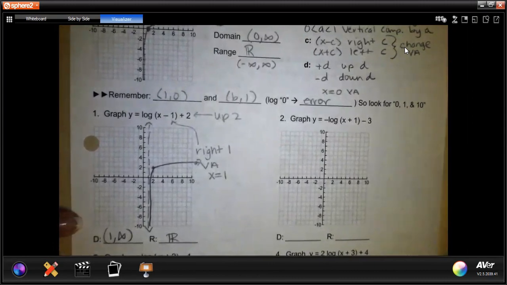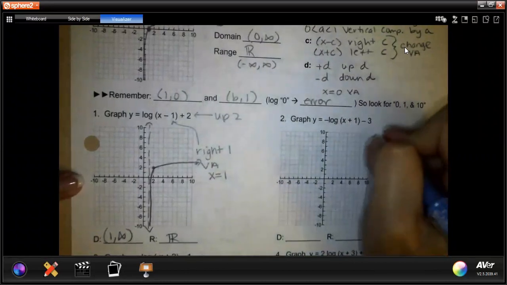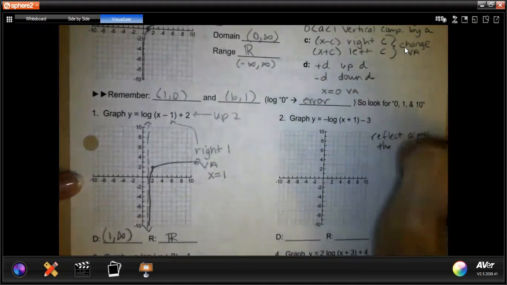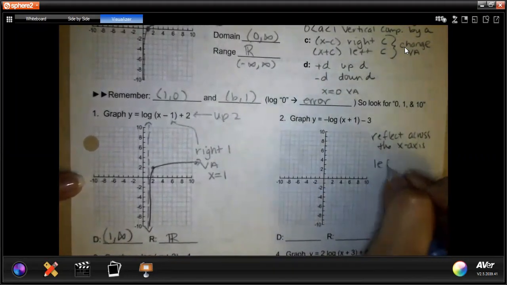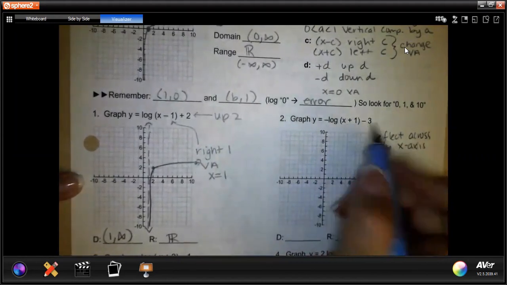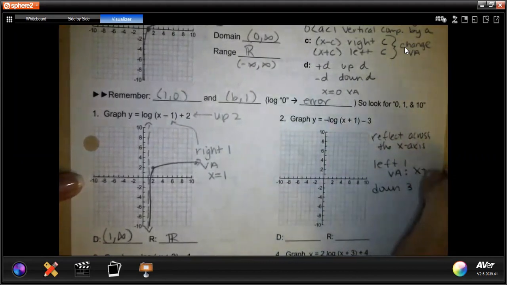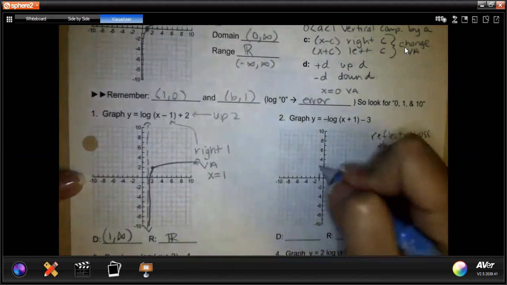All right, for our number 2 here, we have 3 transformations in this one. The first one is that negative. That gives us a reflection across the x-axis. We've got the left one from this inside part here, and then we've got a down 3. That left one is the one that changes my vertical asymptote. It is going to be at x equals -1. So we start by graphing that.